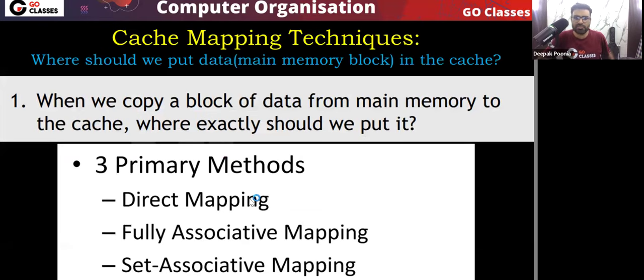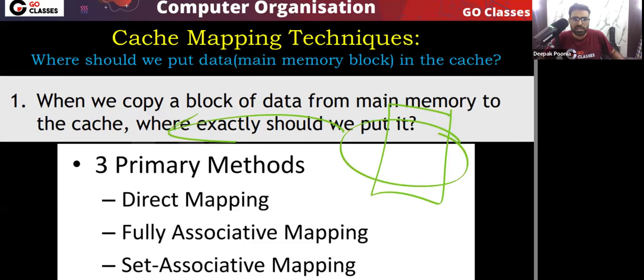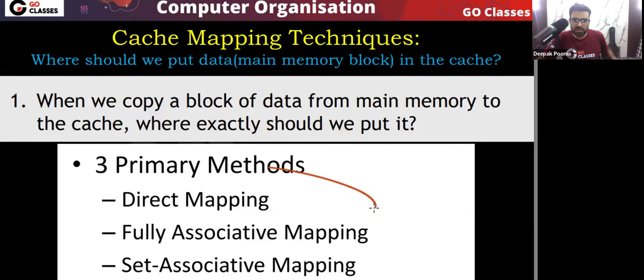Remember, we have already seen cache memory mapping techniques. There are three mapping techniques for cache memory. We have direct mapping, fully associative mapping, and set associative mapping. Remember, what is cache mapping technique? Basically, the cache mapping techniques give the answer to the following question. The question about where should we put the main memory block in the cache memory. When we fetch a memory block from main memory to the cache memory, then where should we put it? This is the question, and the answer of this question is given by the mapping techniques. We can either use direct mapping or fully associative mapping or set associative mapping.